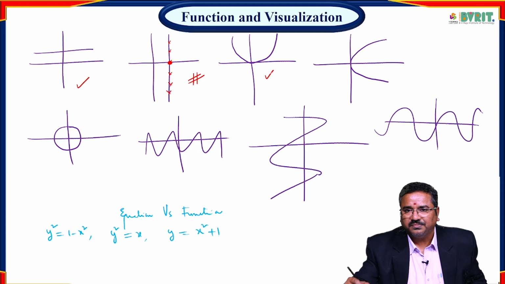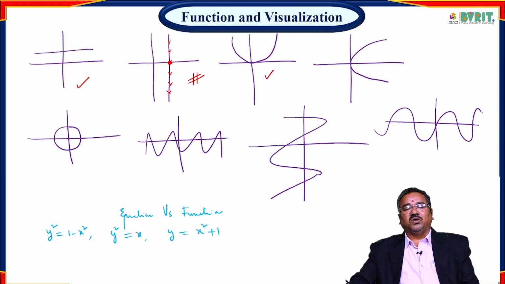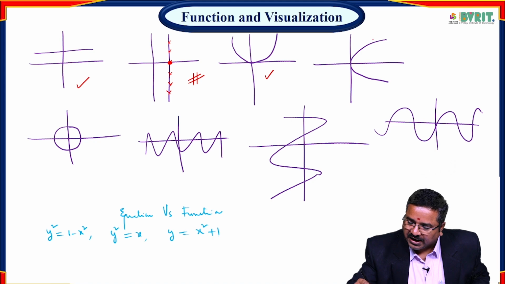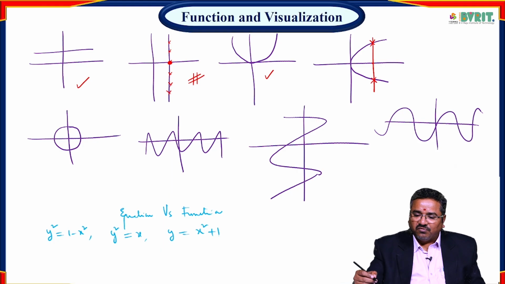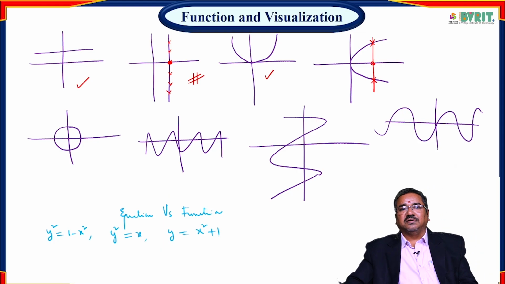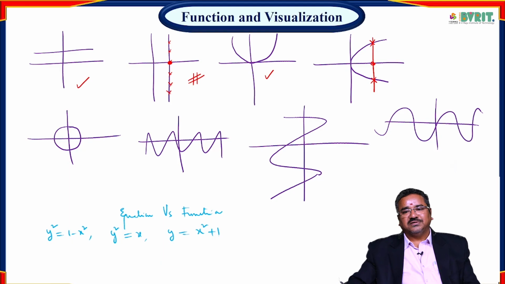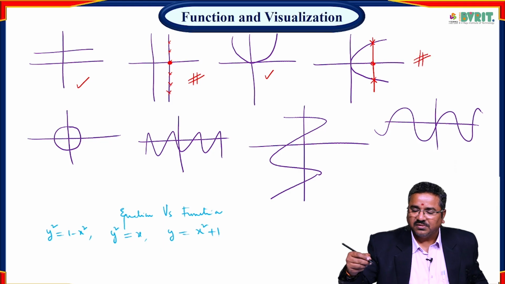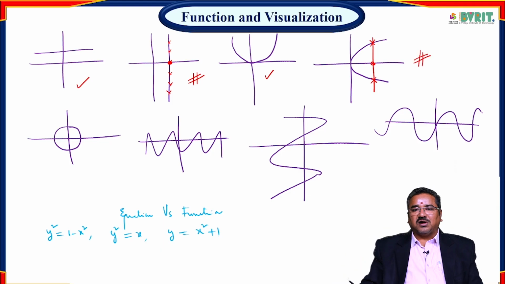Now look at this one, it is a function. But look at this one. If you take an element like this, it maps to this one and this one. It is a parabola symmetric about the x-axis. It is not a function. Again it fails uniqueness. This member is mapping to here, this member is mapping to here. Therefore, it is also not a function.